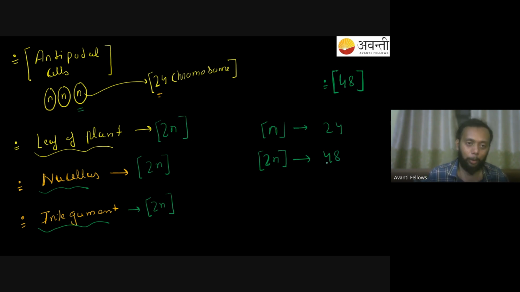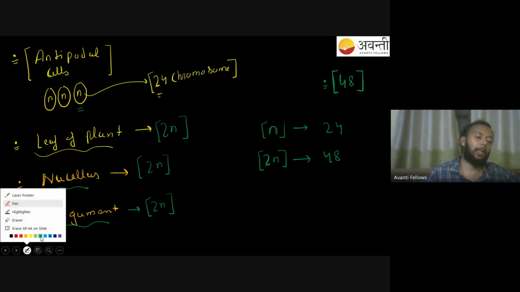48. Double हो जाएगा ना उसके अंदर. So the leaf of the plant is going to be diploid, the nucellus is going to be diploid, and also my integument is going to be diploid. So that is why 48 will be the correct answer over here.